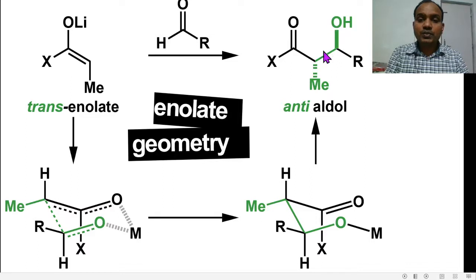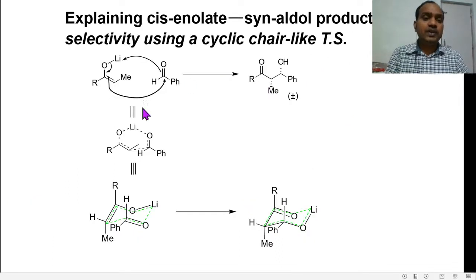in the planar structure the orientation of methyl group and this hydroxyl group is opposite to each other, and this is called the anti-aldol, means the orientation of this methyl and hydroxyl is opposite with respect to each other, they are anti to each other, therefore it is called an anti-aldol.